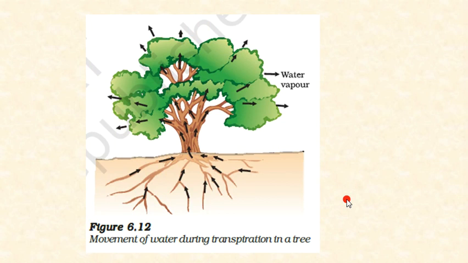So here you can see the movement of water during the transpiration. Here water vapor is released. You can say this is the aerial part of the plant, aerial part of a particular plant, okay, whether it is a tree or etc. And so this is in the air, that's why it is called the aerial system.